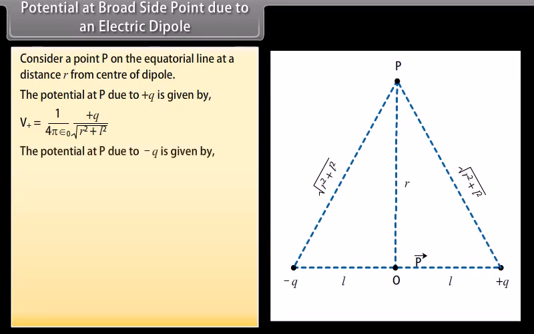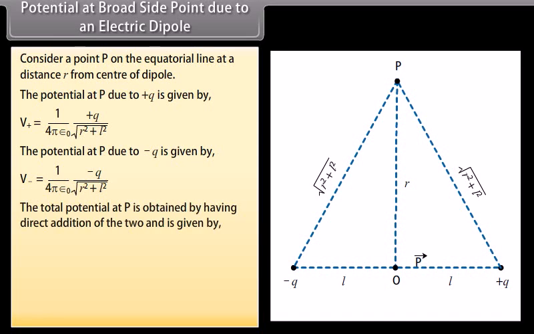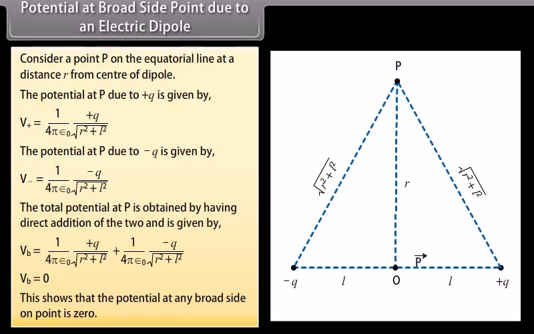The potential at P due to minus Q is given by V negative equals 1 upon 4 pi epsilon naught multiplied by minus Q upon under root R square plus L square. The total potential at P is obtained by direct addition of the two and is given by V equals 0. This shows that the potential at any broadside on point is 0.